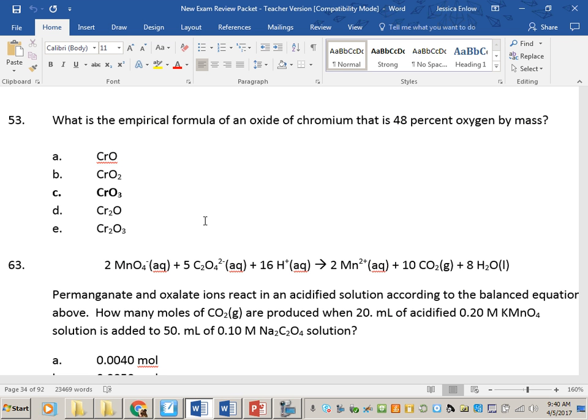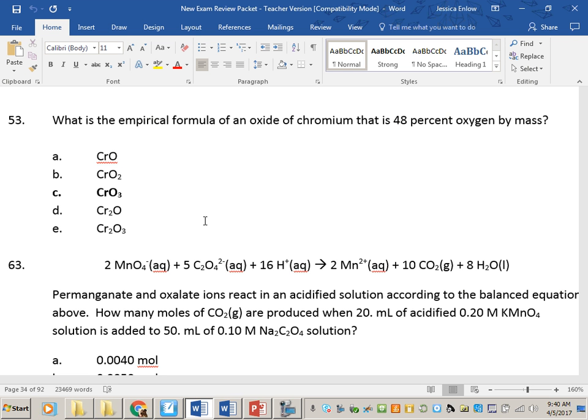And then it was 50 milliliters and 0.1 molar of sodium oxalate, C2O4. So what's 50 times 0.1? 5 millimoles. Okay. So we have 5 millimoles of oxalate and 4 millimoles of permanganate. How do you figure out who your LR is?